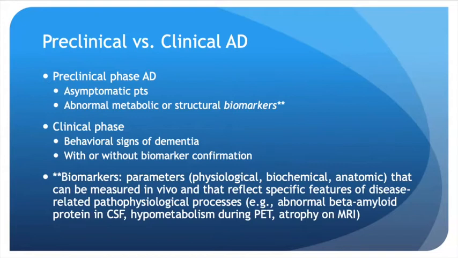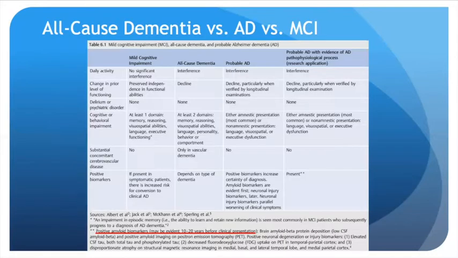These are parameters. They can be physiological, biochemical, or anatomic. They can be measured in vivo, in the living person, and reflect specific features of a disease-related pathophysiological process. For example, abnormal beta amyloid protein in the cerebrospinal fluid, or hypometabolism on a PET scan, or brain atrophy observed via MRI.